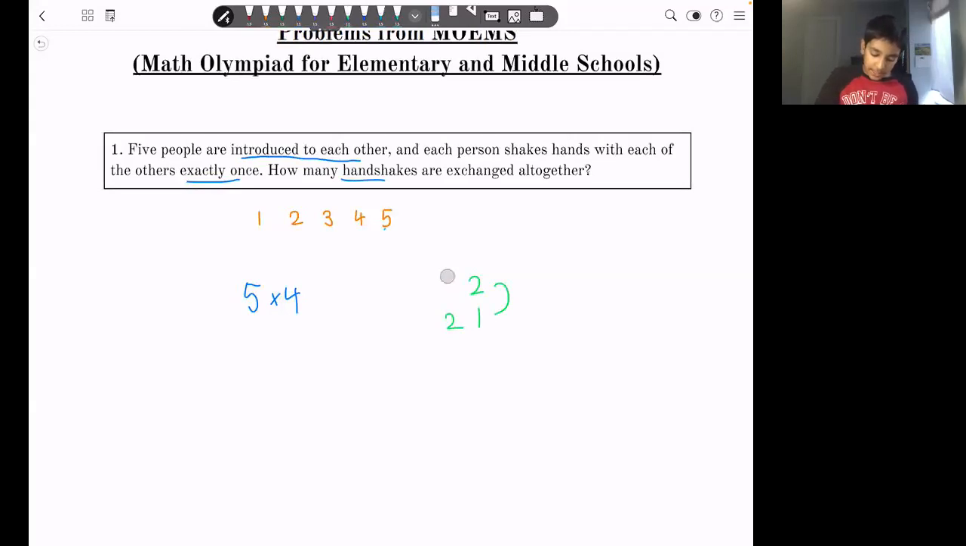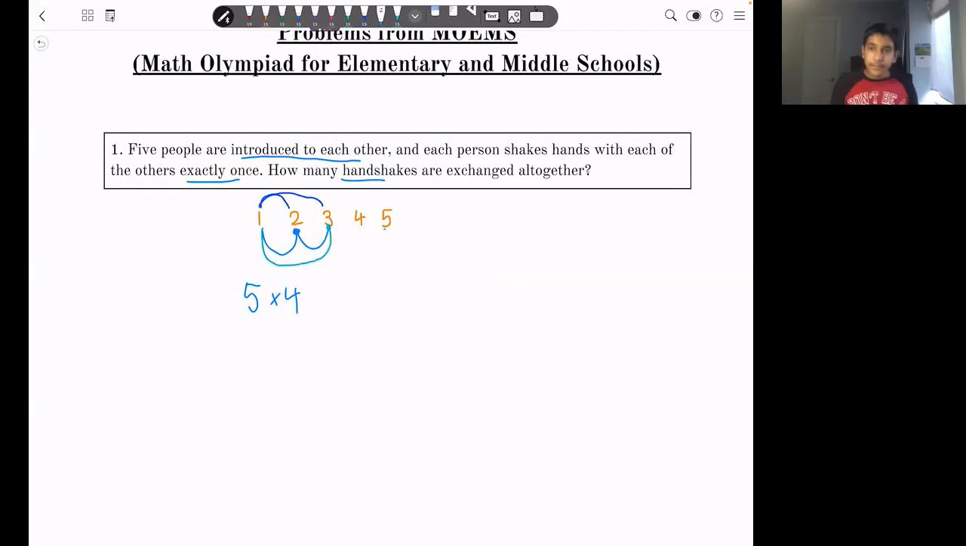And this idea is a little bit confusing, so let me explain. So remember when we counted 1 shakes hands with 2, and then 1 shakes hands with 3? But then when we counted also, we counted 2 shakes hands with 1, and 2 shakes hands with 3. And then for 3, we counted 3 shakes hands with 1.